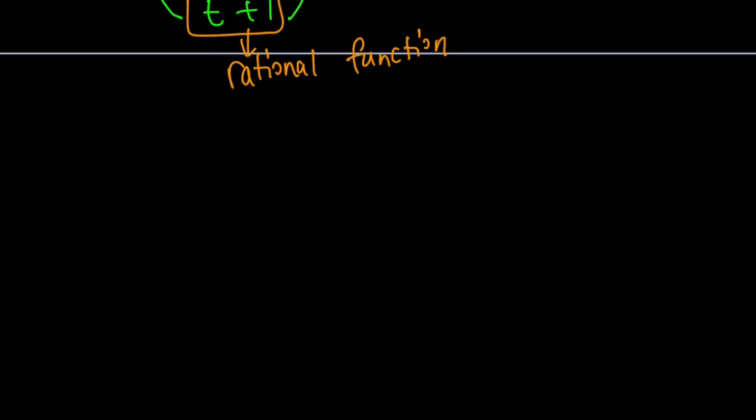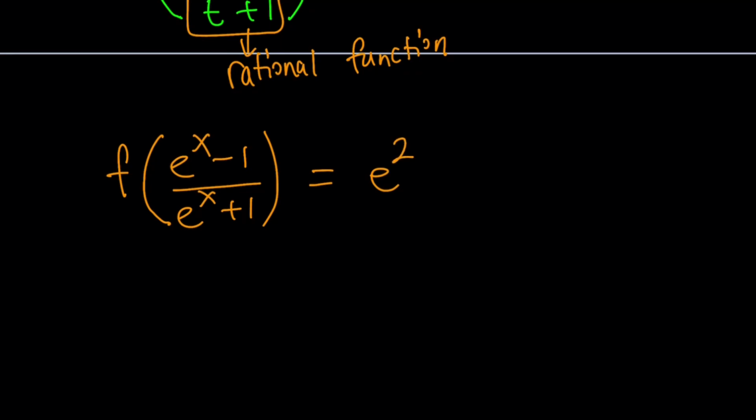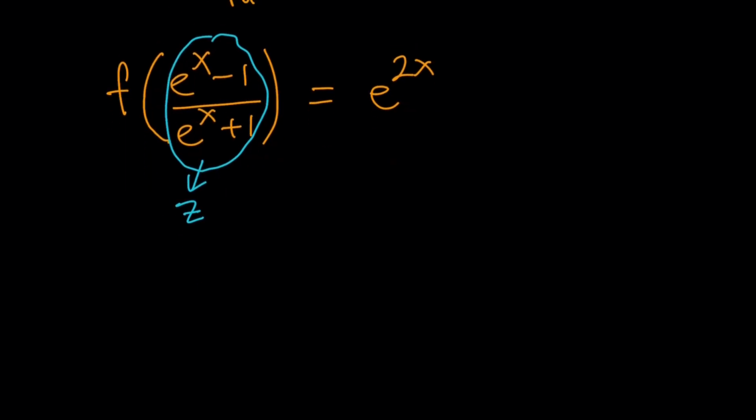Let's rewrite this problem: f of (e^x − 1)/(e^x + 1) equals e^(2x). Instead of naming e^x something, how about if we name the whole thing something? So let's call this another variable. How about z? That doesn't mean this is complex, it's just another variable. When you call this z, you get the following: (e^x − 1)/(e^x + 1) equals z.